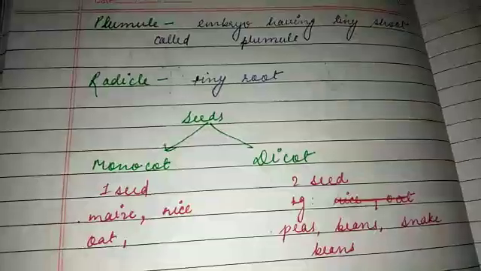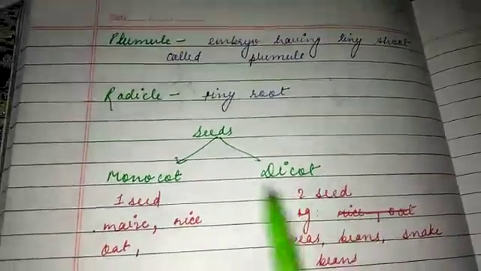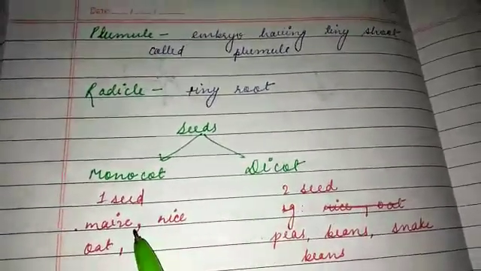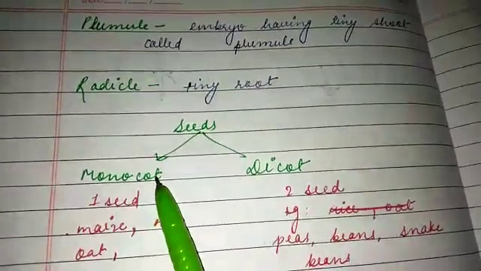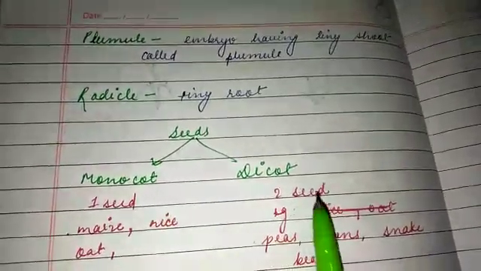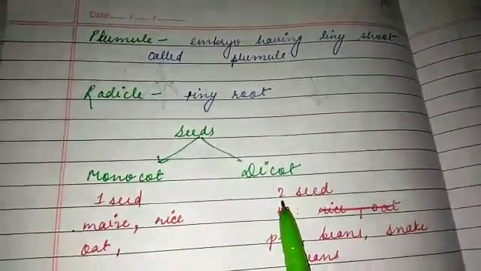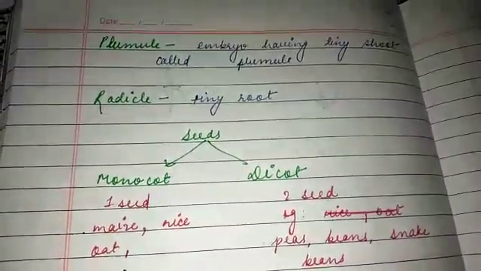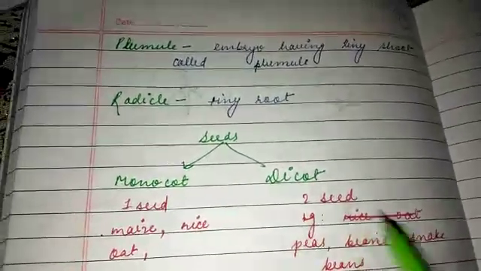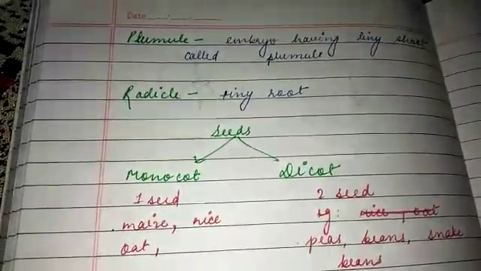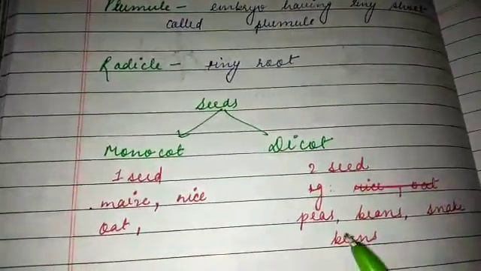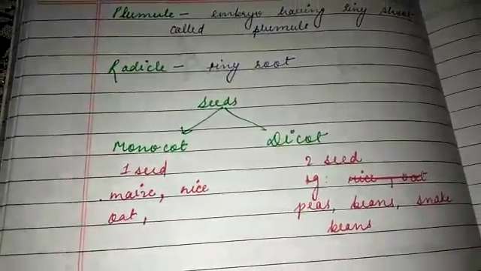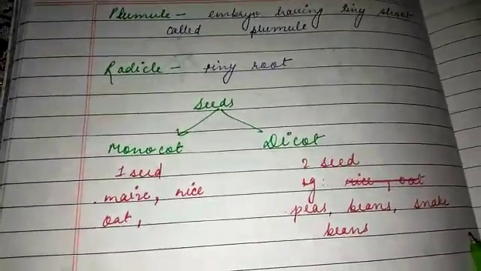Then we are going to see the types of seed. Monocot and dicot, the two types of seeds we have. Seeds which have only one cotyledon are called monocot, and the seeds which have two cotyledons are called dicot. Examples of monocot: maize, rice, oat, mango. And in dicot: beans, peas, snake beans, then bottle gourd. These are dicot fruits.